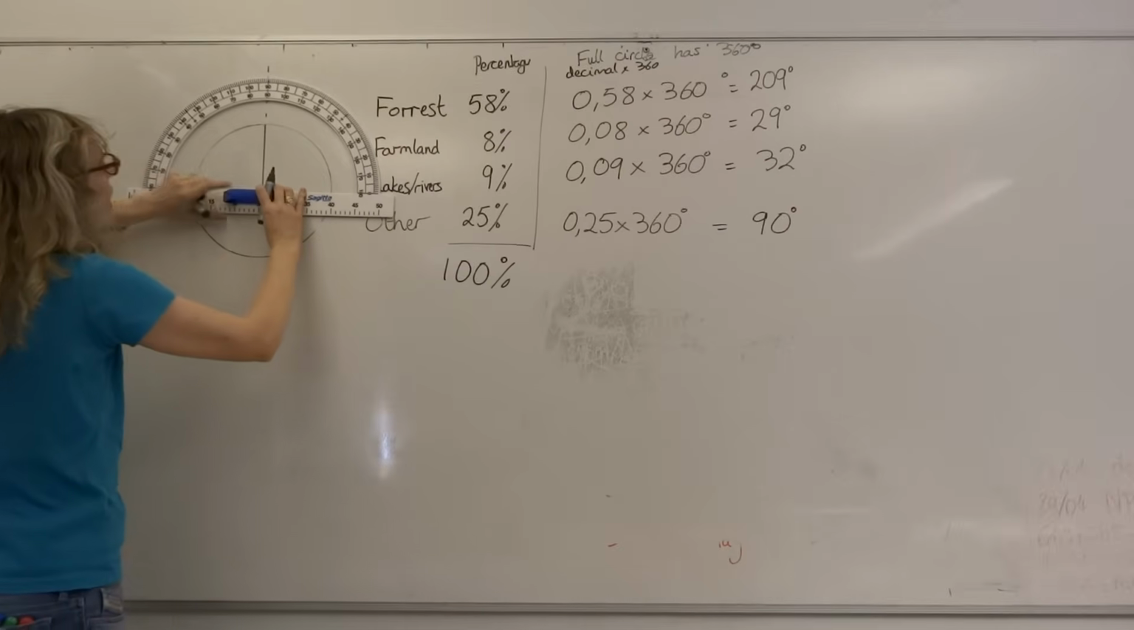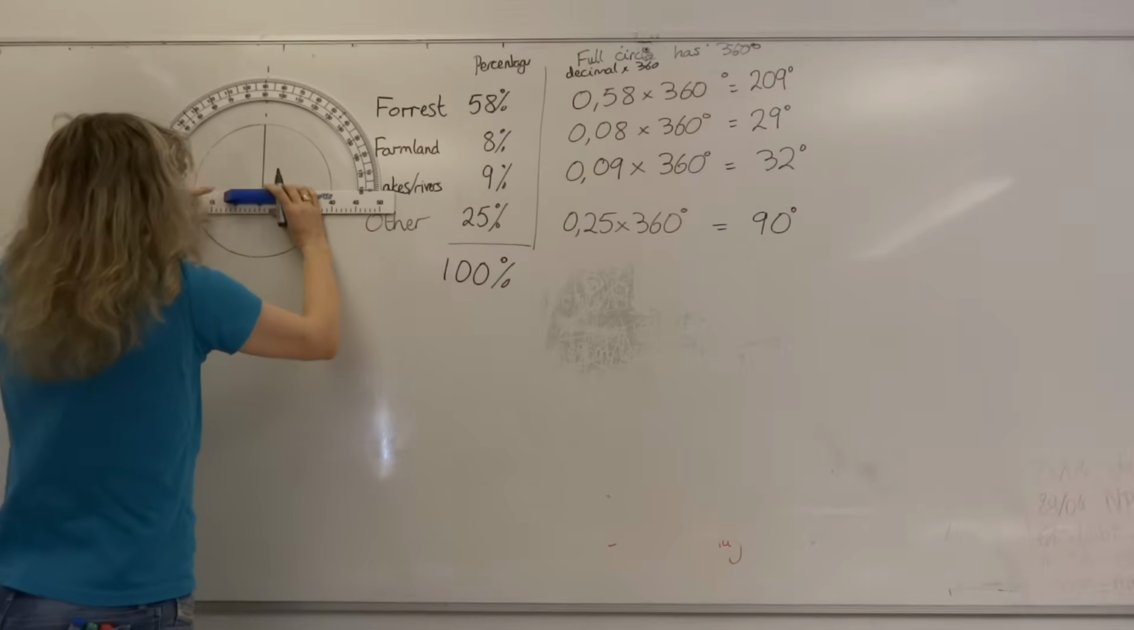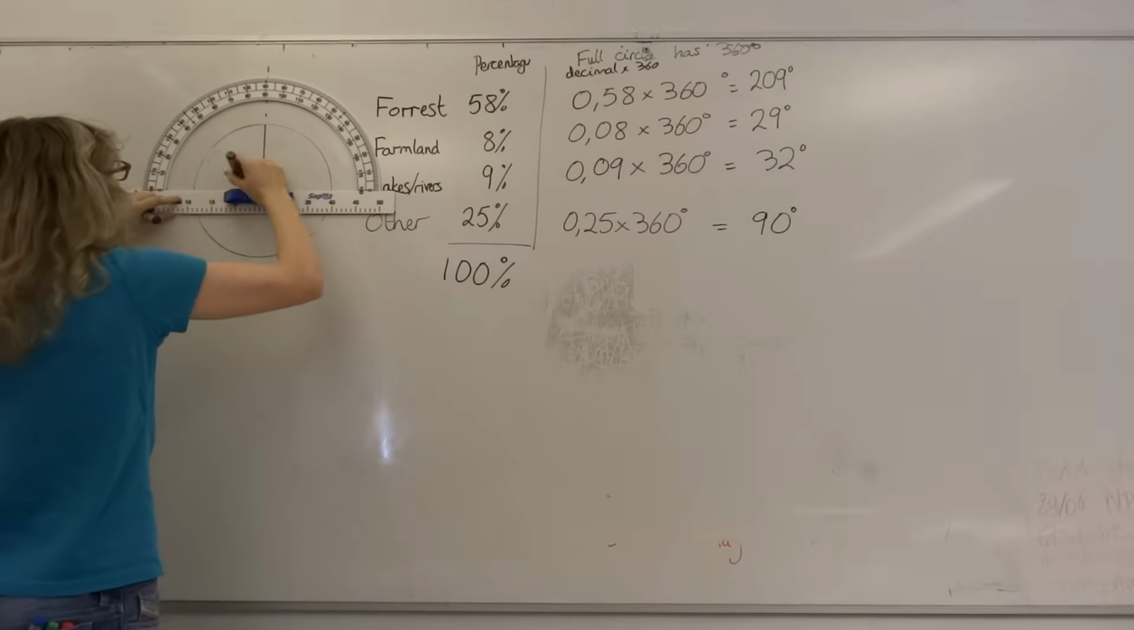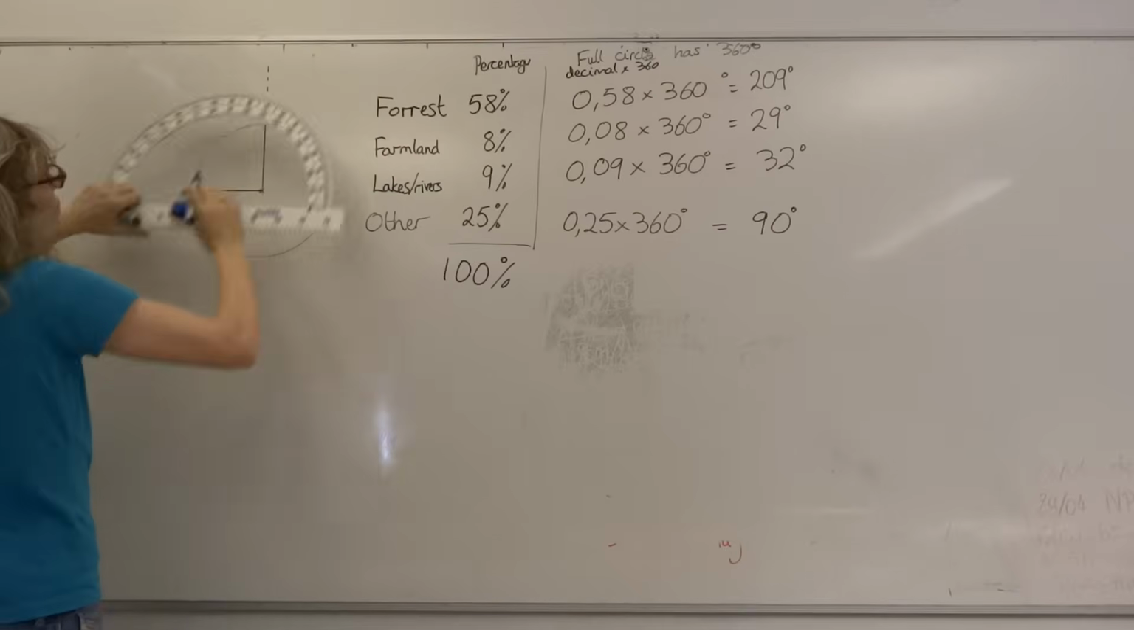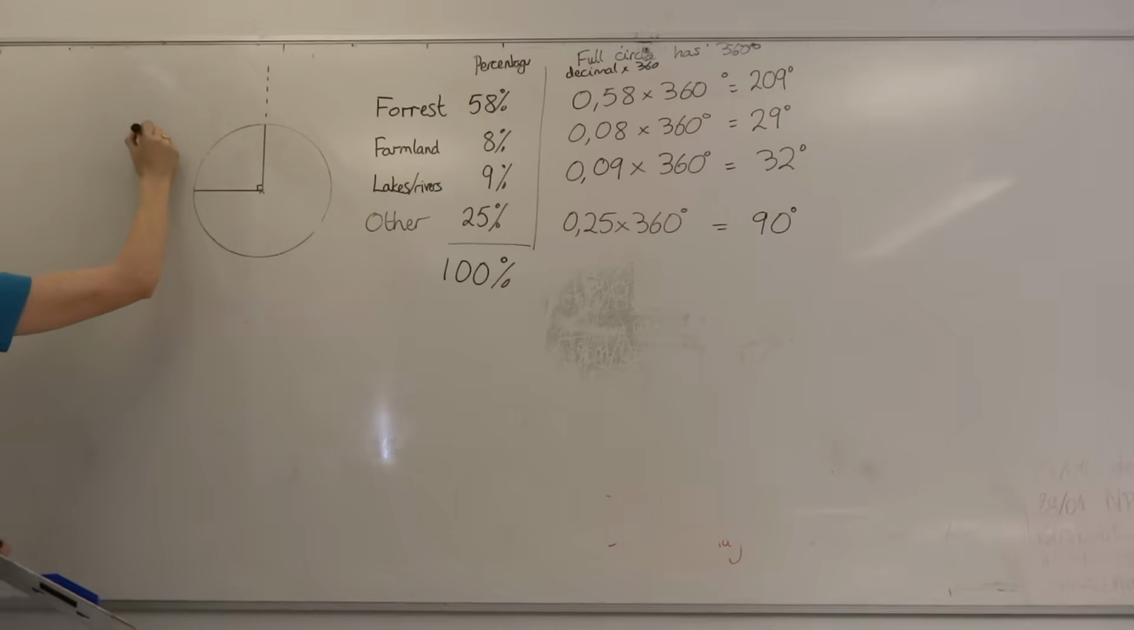Put our center point against the middle point of the protractor and draw 90 degrees, which is out here. So here we have our perpendicular 90 degrees. This is our other.